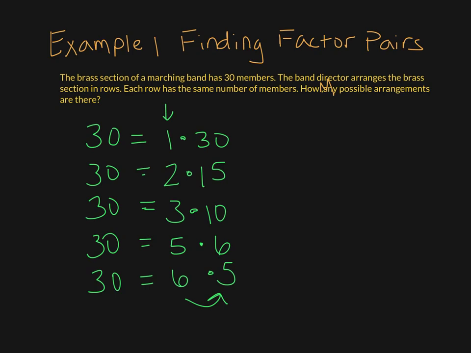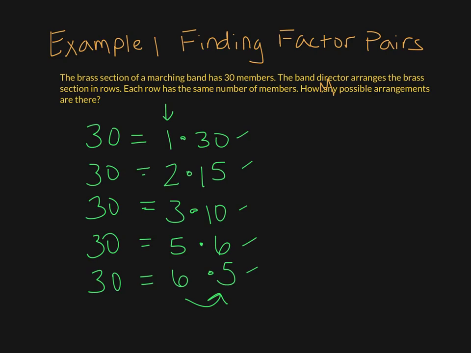So there could be one row of 30 or 30 rows of 1. There could be 2 rows of 15 or 15 rows of 2. There could be 3 rows of 10 or 10 rows of 3. There could be 5 rows of 6 or 6 rows of 5. And those are the ones that we've already listed. So the question says, how many possible arrangements are there? The rows would be 1, 2, 3, 4, 5.